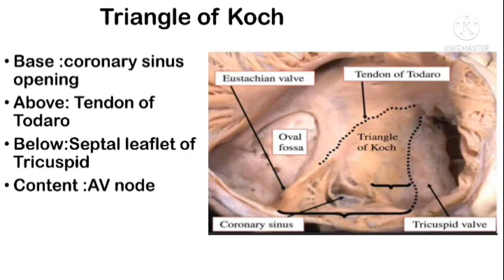Coming to the triangle of Koch, its base is formed by the coronary sinus opening. Superiorly it is bounded by the tendon of Todaro, and inferiorly it is bounded by the septal leaflet of the tricuspid valve. The main content of this triangle of Koch is the atrioventricular node.